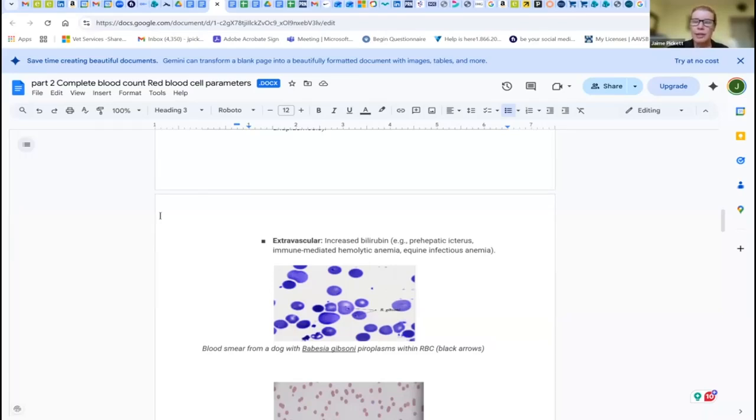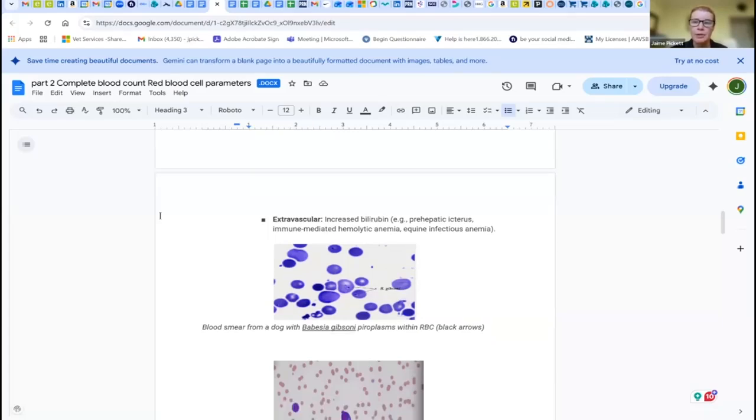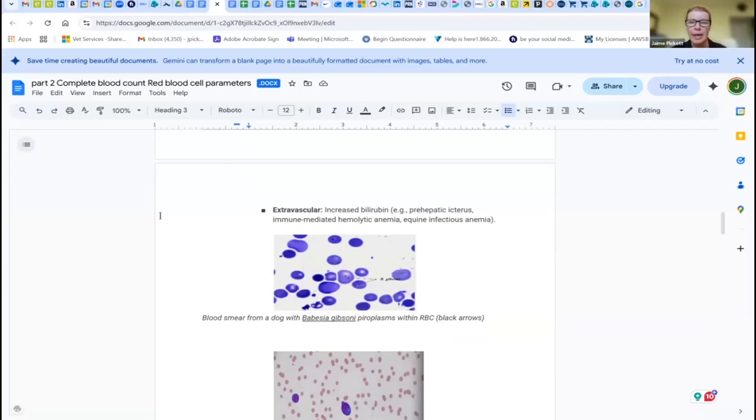Extravascular hemolysis happens in the spleen or the liver. This produces bilirubin, and you can get prehepatic icterus. So, of course, you get the yellowing. Immune-mediated hemolytic anemia and equine infectious anemia are great examples. Understanding which pathway is happening helps you figure out the underlying cause.